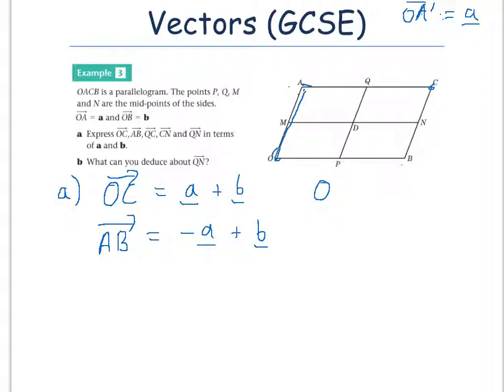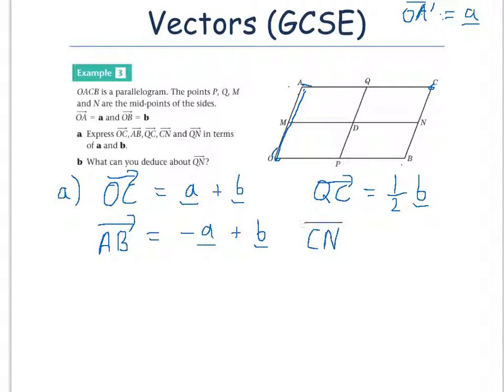Next one, Q to C. So Q to C. Well, it says in the question that Q is a midpoint. So that means it's halfway along the vector from A to C. Well, the vector from A to C is B, so the vector from Q to C is a half of B.